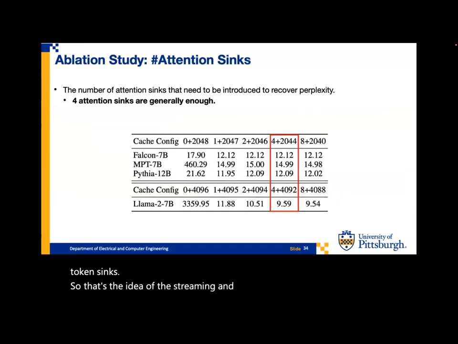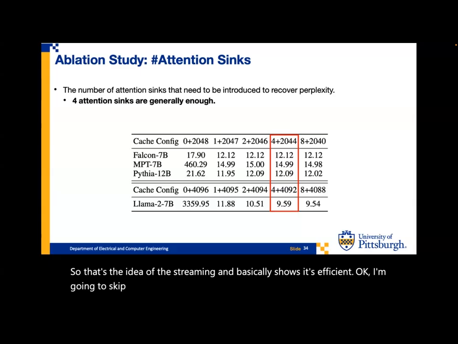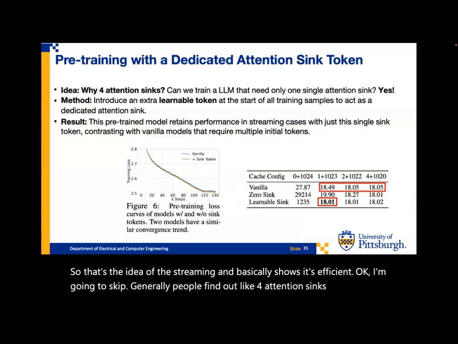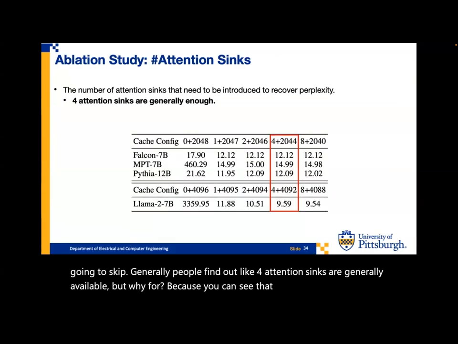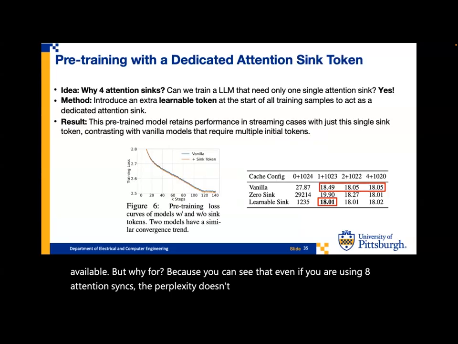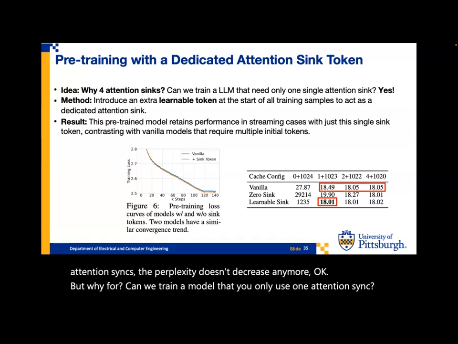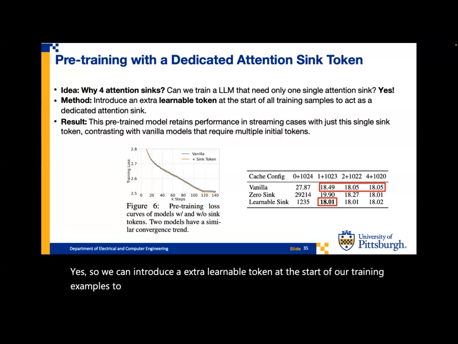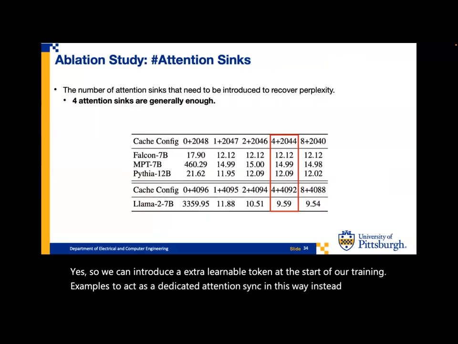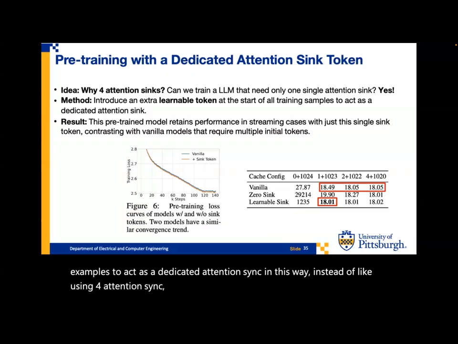Okay, I'm going to skip. Generally, people find that 4 attention sinks are generally sufficient, but why 4? Because you can see that even if you use 8 attention sinks, the perplexity doesn't decrease anymore. But why 4? Can we train a model that only uses 1 attention sink? Yes. We can introduce an extra learnable token at the start of all training examples to act as a dedicated attention sink. In this way, instead of using 4 attention sinks, we only need that learnable token as the attention sink, to absorb all the attention.